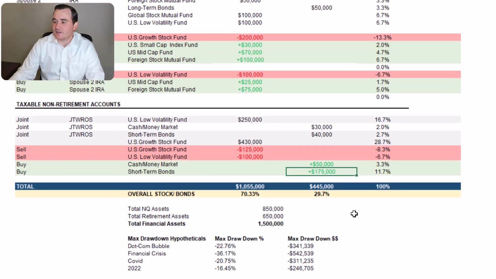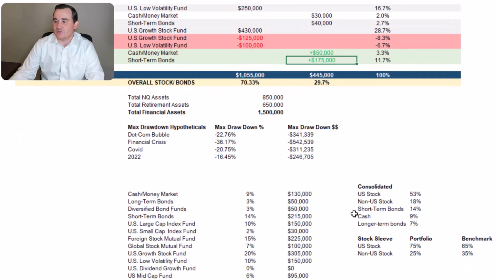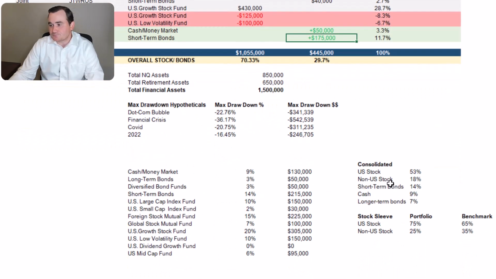So let's take a look at how this translates to their overall portfolio. Overall, the resulting portfolio would be around 53% in US stock, 18% in non-US stock. They have around 14% in short-term bonds, 7% in longer-term bonds, and 9% in cash.